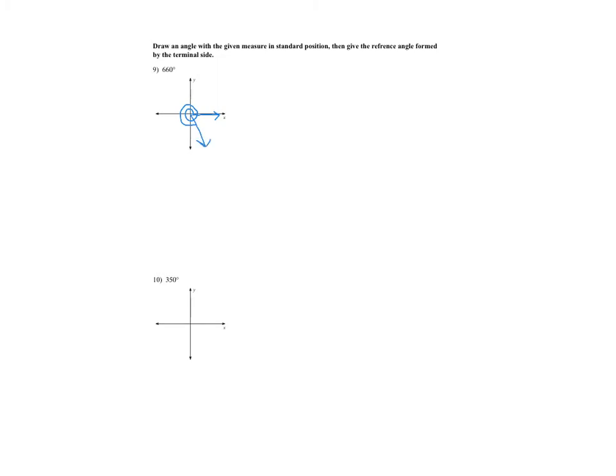The nearest x-axis from this guy would be 720, because that would be 2 full revolutions. So 720 minus 660, our reference angle would be 60 degrees. This guy would be 660 degrees. Okay, remember the reference angle is the angle formed from the terminal side to the closest x-axis. So there is our reference angle.